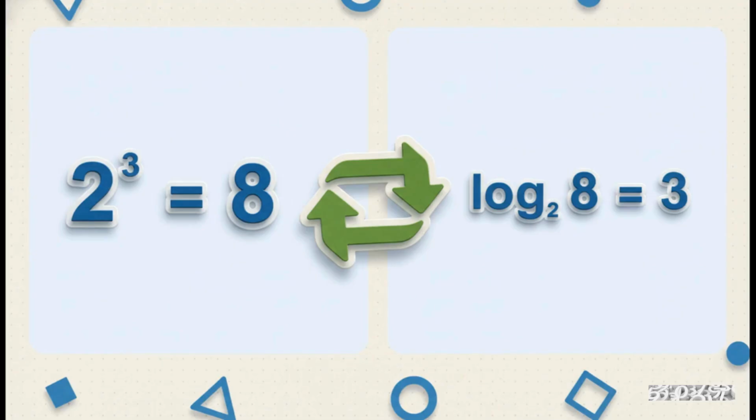So what if I told you there's a totally different way to write that exact same thing? On the left, you've got your standard exponential form, but on the right, that's the logarithmic form. It looks a little weird. Log base 2 of 8 equals 3, but here's the secret. They mean the exact same thing. It's just two different languages for the same idea.